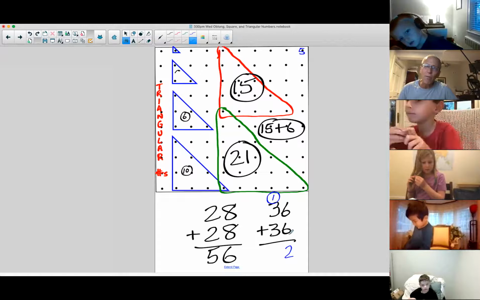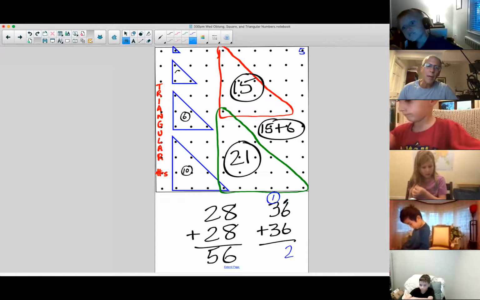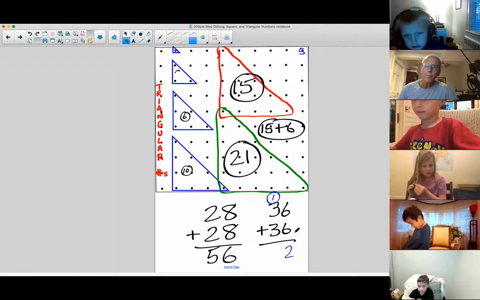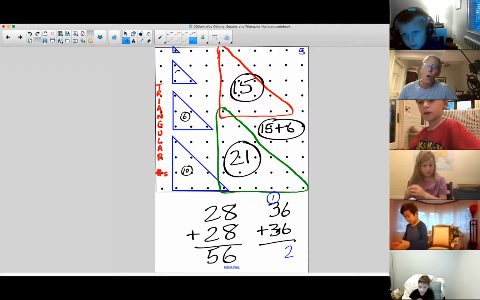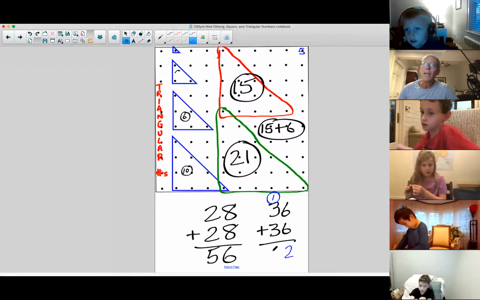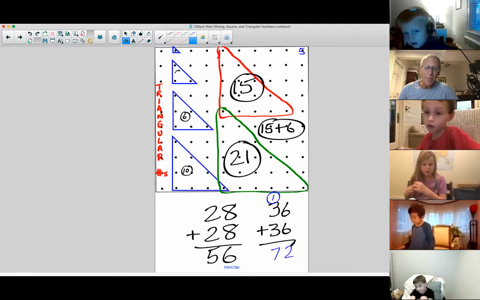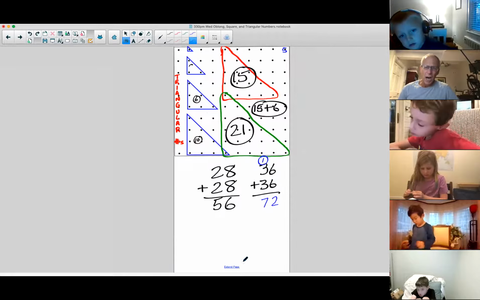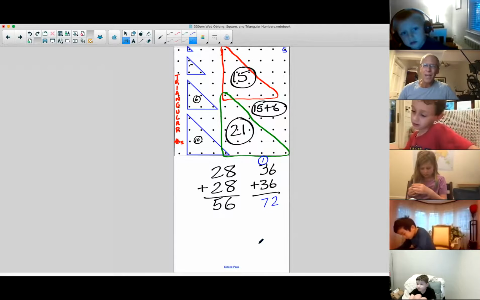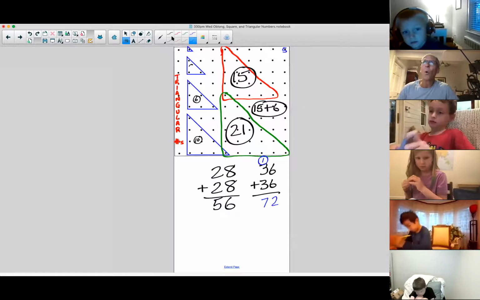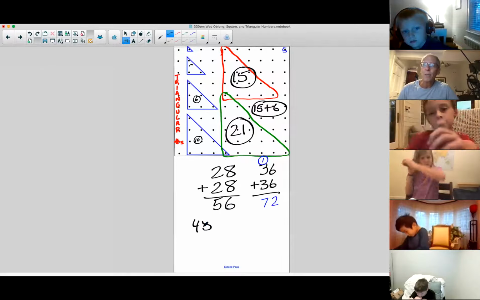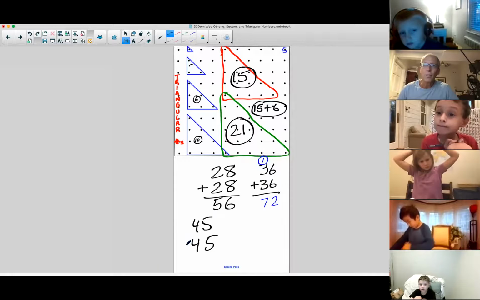That's 12, and 3, 3, and 1 make what? Come on, you guys all know 3 plus 3 plus 1. That's 7. So 72 is the next oblong number. Now, after that, we have 45 plus 45.